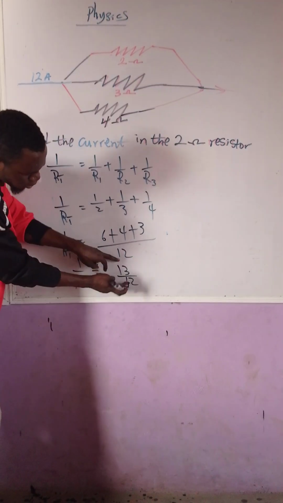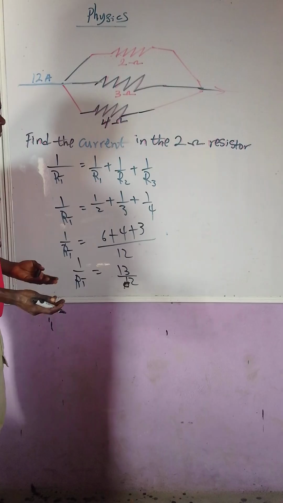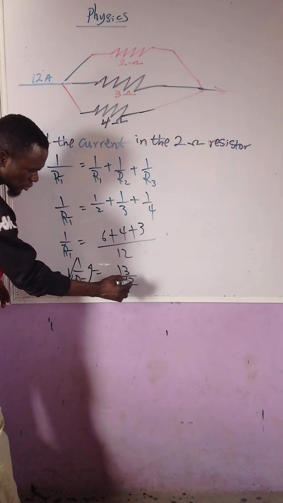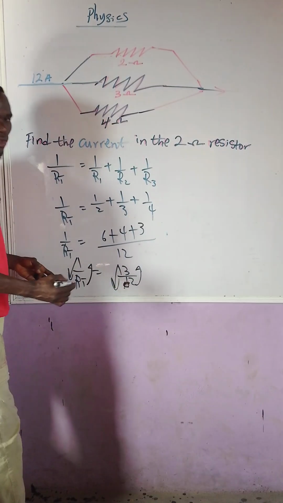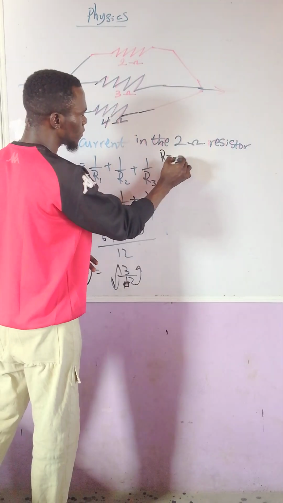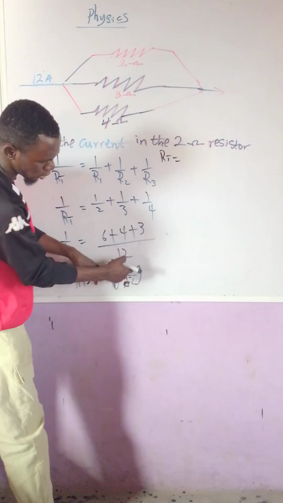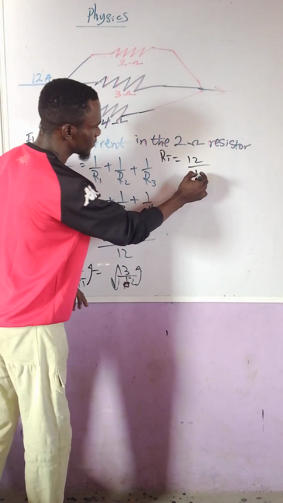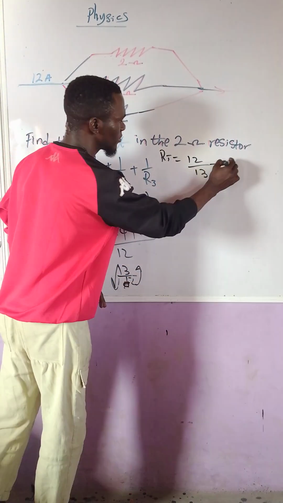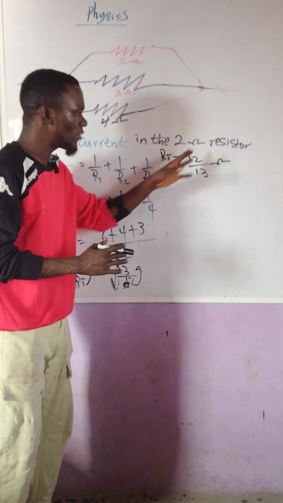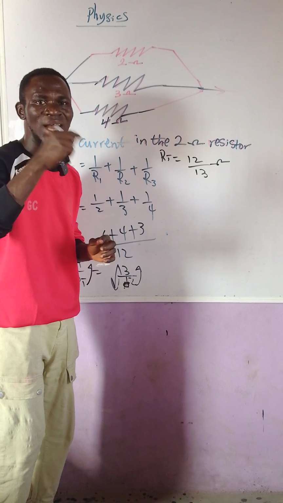Now to get the total resistance, I will take this one upside down. I'll just flip it. This one is coming up, this one is coming down. So the total resistance equals 12 over 13. If you like, I can put it in decimal places, but that's not what we're going to do. Leave this one first, and let's focus on what we are asked to find.